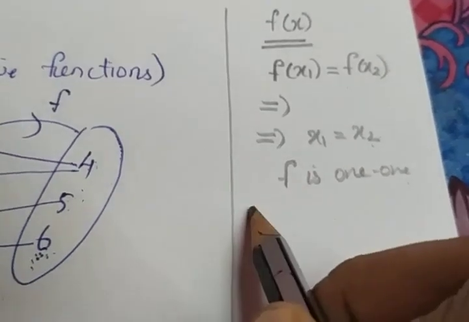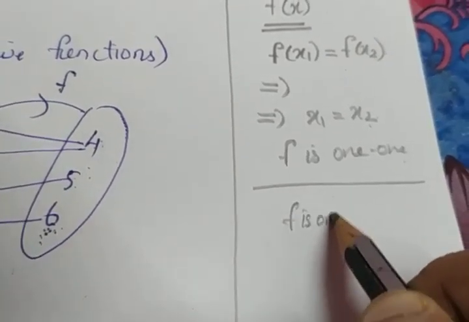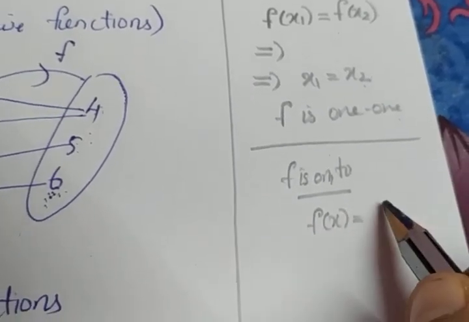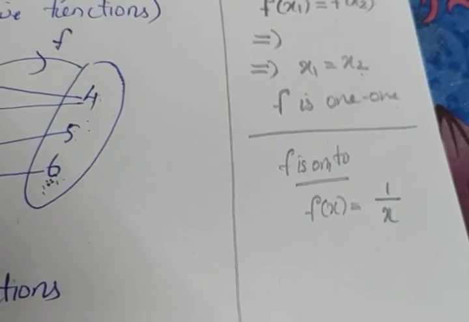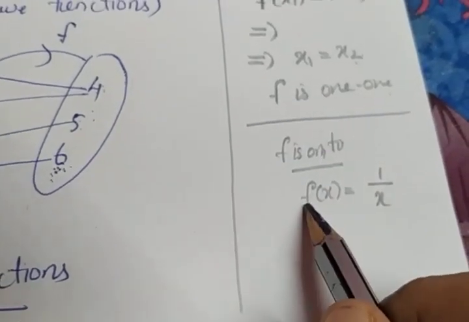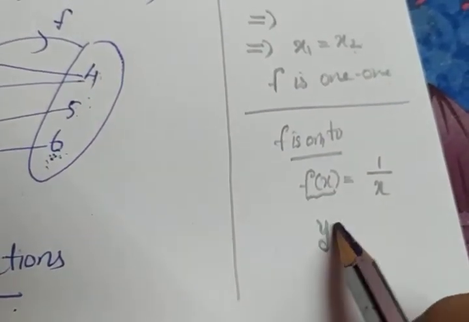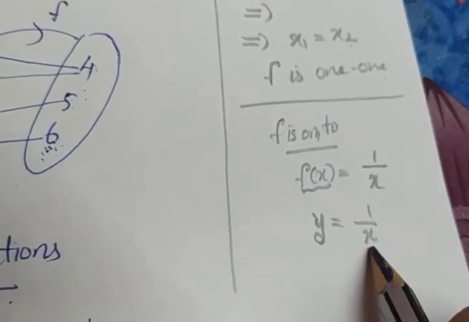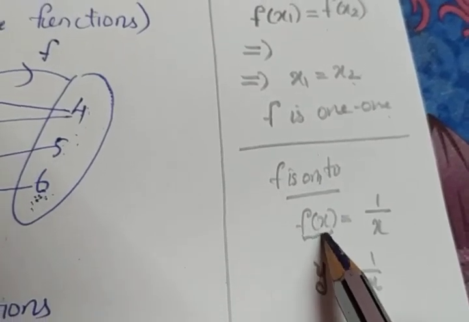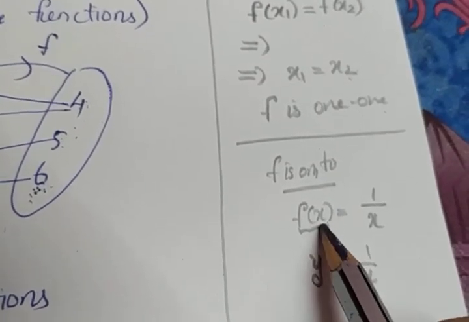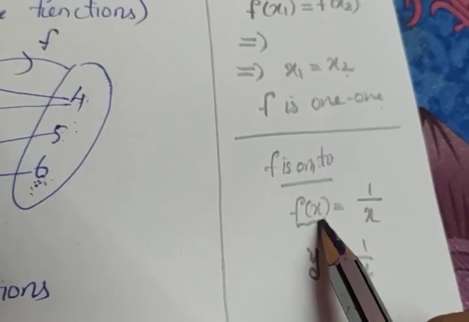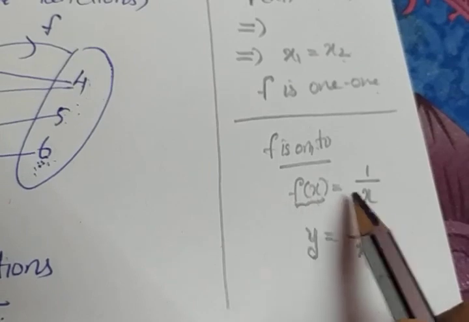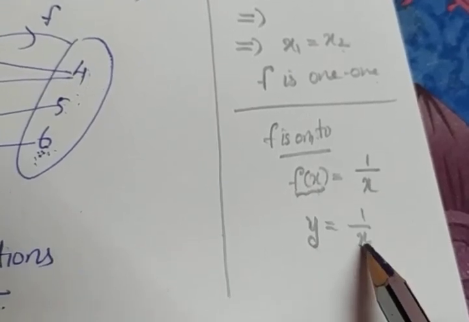Again, to check whether F is on-to, a function will be given, for example, F of x equal to 1 by x. Instead of F of x, give the variable y. So y is equal to 1 by x. And from this equation, find the value of x. Function will be given in the question. If we want to check whether the function is on-to, instead of F of x, replace by y.